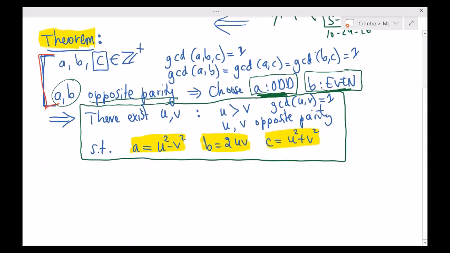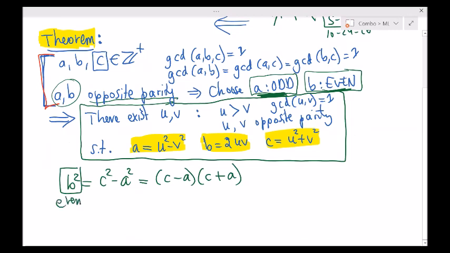So what we have is b squared is equal to c squared minus a squared. Remember, c is the diagonal, I mean, the hypotenuse, I should say. How convenient is this? c minus a times c plus a. Remember, b is even, so this side is definitely even. It has a bunch of twos in it. Now the question is, what can you say about these two factors?